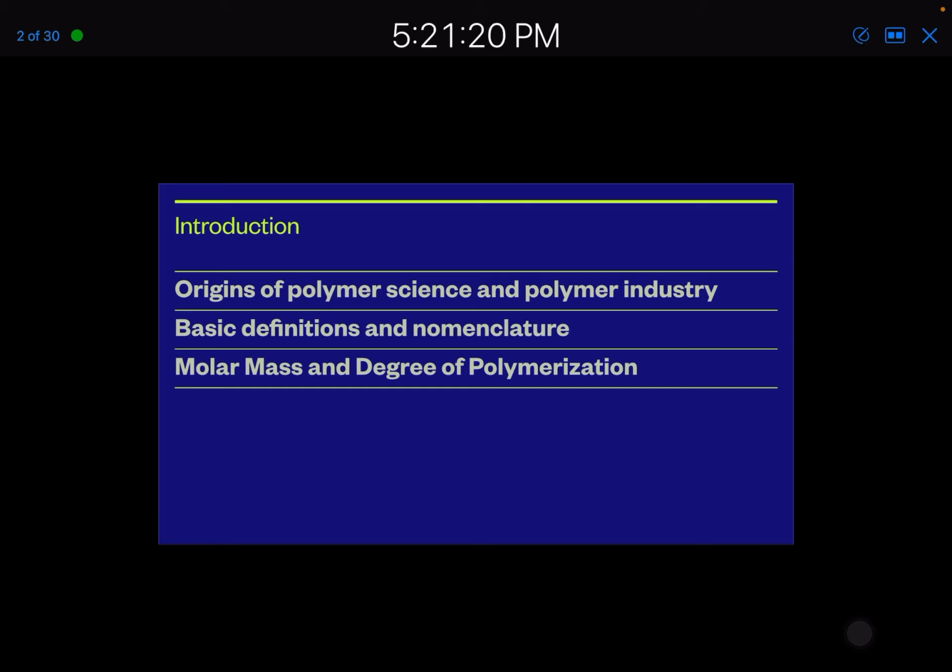So, for a brief intro, there will be three segments. The origin of polymers, the basic definitions and nomenclature, which means how to define polymers and how to name them. Nomenclature means naming. And the third one is the molar mass and degree of polymerization. Why is this important? Because polymers have strange physical properties.